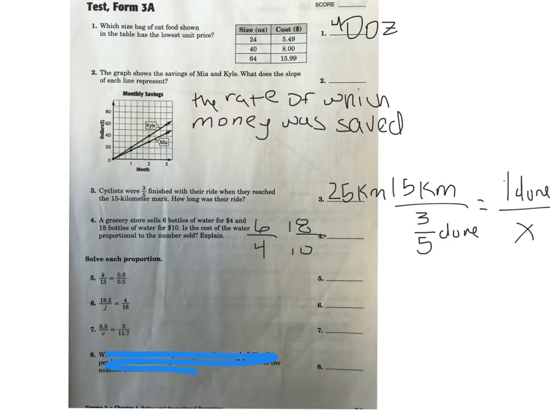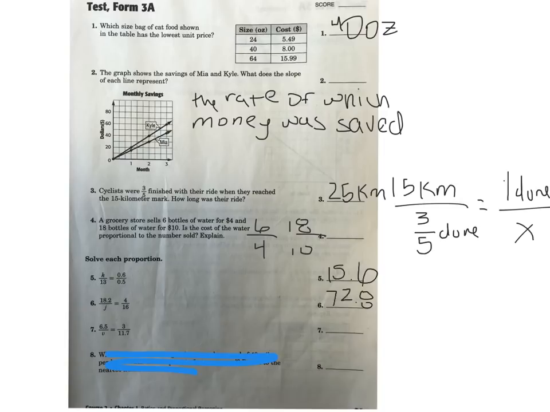For 5, 6, and 7, they want you to solve each proportion, so we want to find out what k is. So first, if you do 0.6 divided by 0.5, you get 1.2. When you multiply 1.2 by 13, you find k, which is 15.6. For number 6, you're given 18.2 on top, you need to find out what j is, and you're given 4 over 16. So if you divide 4 over 16, you get 0.25. Also then, if you take 18.2 divided by 0.25, your answer is 72.8.